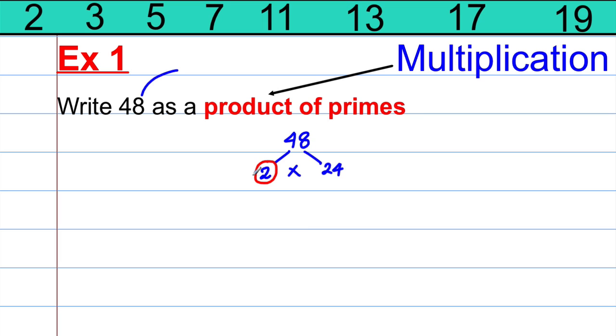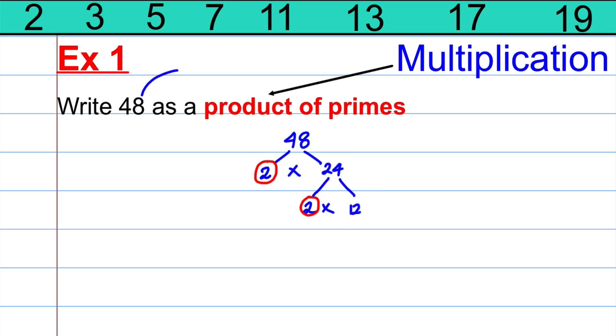So 48 is made up by 2 multiplied by 24. 24 is composite, so you go to 24. You look at 2. Can 24 be written as 2 multiplied by something? Yes, it can be 2 multiplied by 12. You circle 2 because it's prime. 12 is composite. You haven't broken it down more.